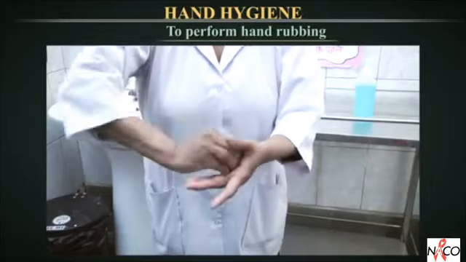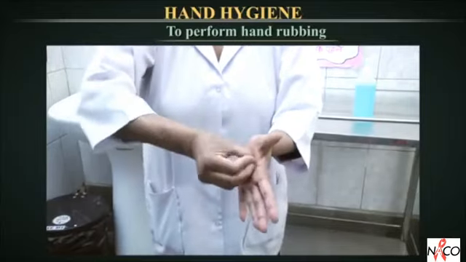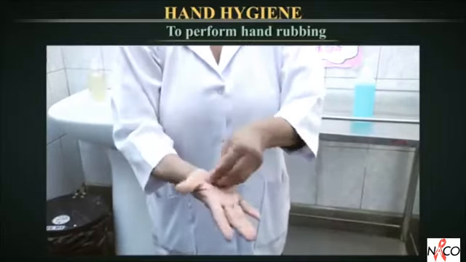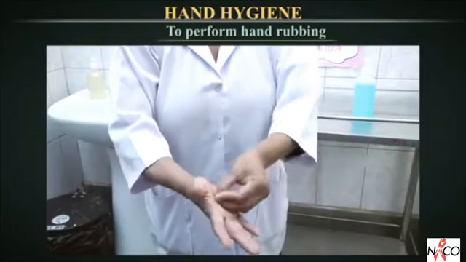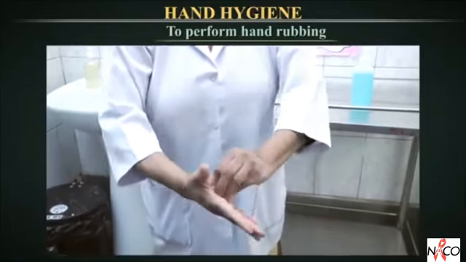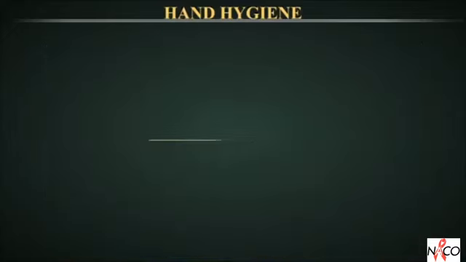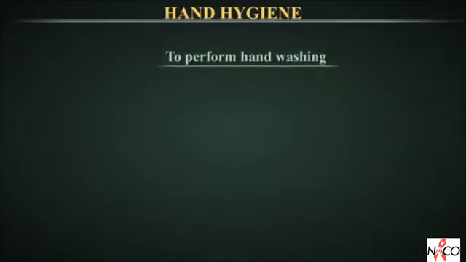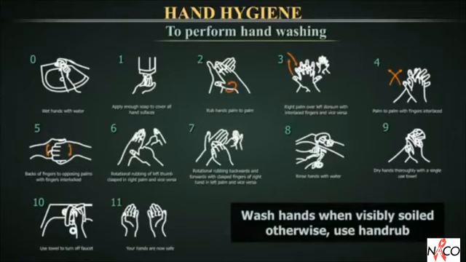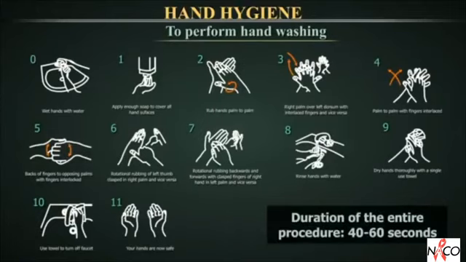Rotational rubbing backwards and forwards with clasped fingers of right hand in left palm and vice versa. Once dry, your hands are safe. To perform hand washing, wash hands when visibly soiled, otherwise, use hand rub. Duration of the entire procedure should last about 40 to 60 seconds.